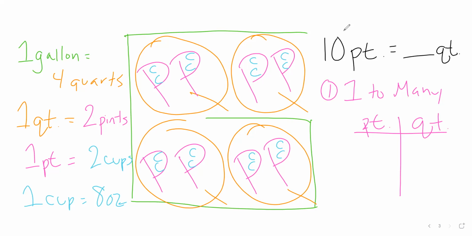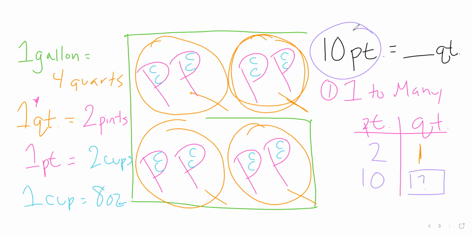And you can see over here, it tells me that. I can also look in my picture: 1 quart, 1 Q or QT, abbreviation making life harder, equals 2 pints because there's 2 P's inside of the Q. So there's my one to many. Now, what do I know? I know there's 10 pints, so I'm going to put 10 here. And what I need to solve is quarts.